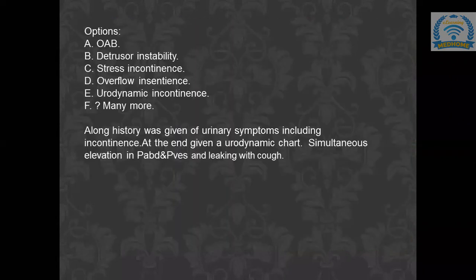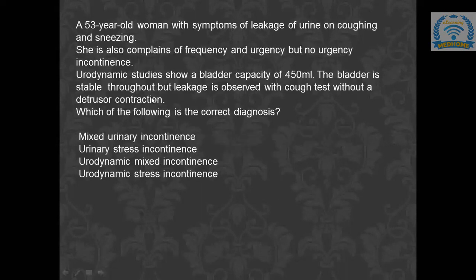A long history was given of urinary symptoms, including incontinence. At the end, a urodynamic chart was given, showing simultaneous elevation in abdominal pressure and vesical pressure, and leaking with cough. This is urodynamic stress incontinence. So which option from this? E. Yes, urodynamic stress incontinence. This is going to be urodynamic stress incontinence.